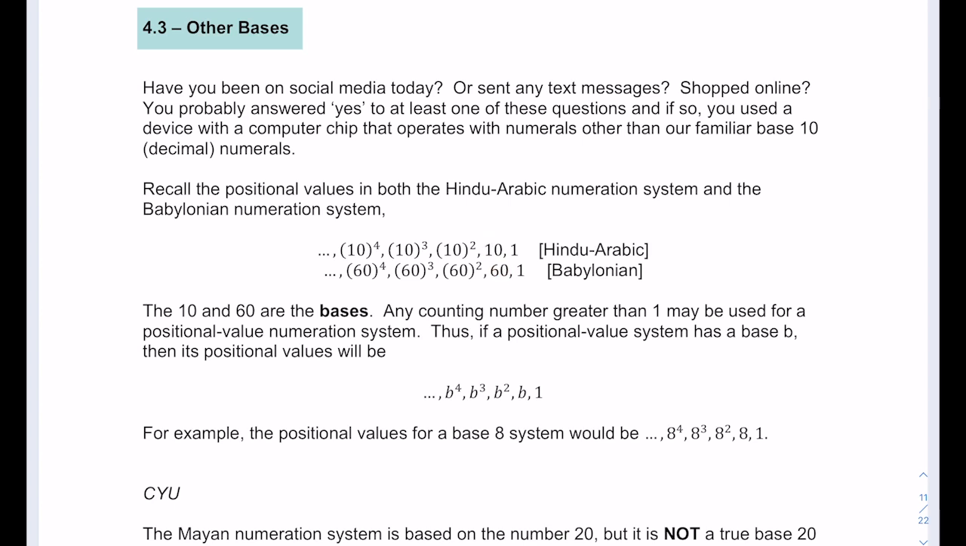Any counting number greater than one may be used for a positional value numeration system. So it kind of follows this formula here where the first number to the right is multiplied by one, the second is multiplied by whatever the base would be, the third is multiplied by the base squared, and so on. Okay, so for example, the positional values for a base 8 system would be 1, 8, 8 to the second, 8 to the third, 8 to the fourth, etc.